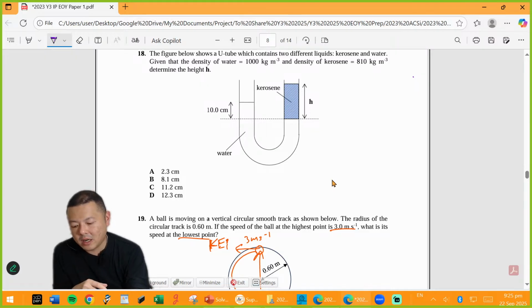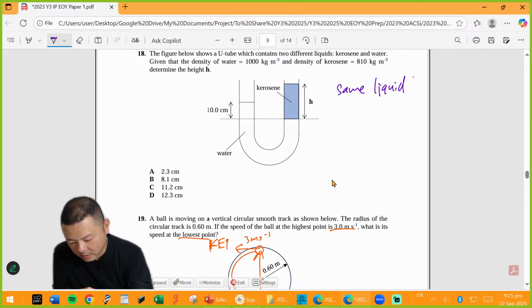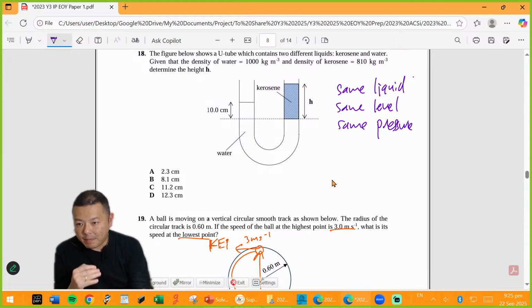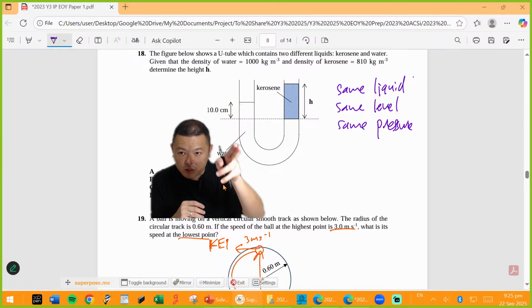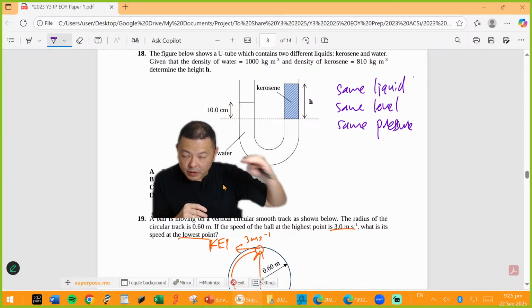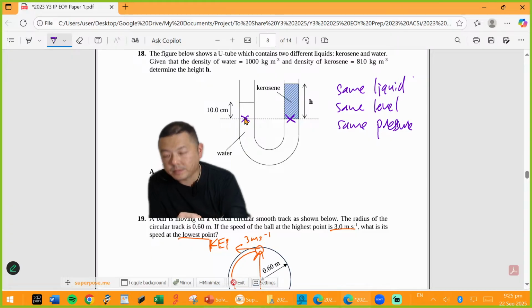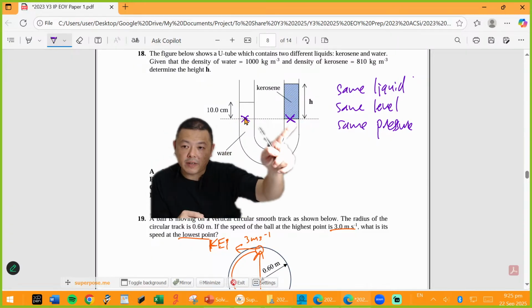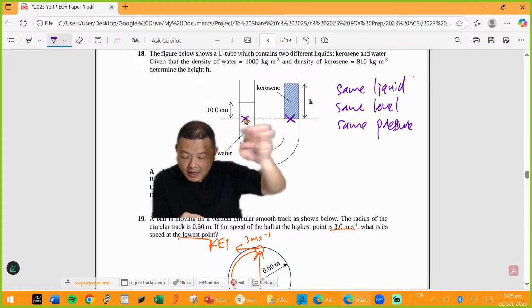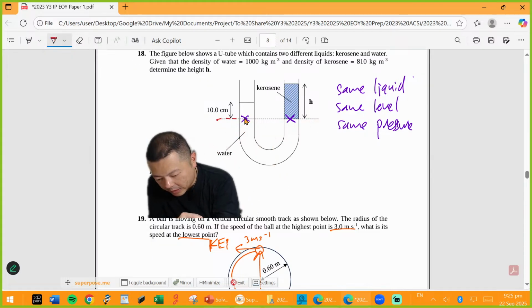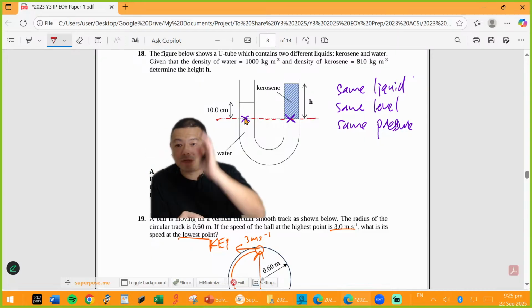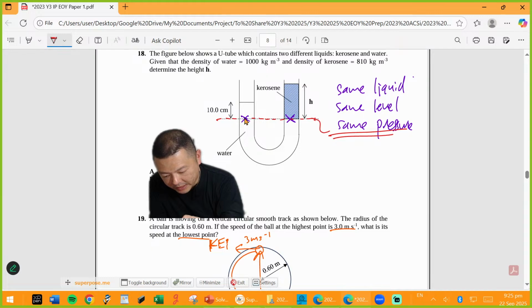You see this question, manometer, liquid: same level, same pressure. Right, same liquid, same level, same pressure. What that means is that for the same body of liquid, this one here, which is water, at any same level, they have the same pressure. And we usually take this level and this level here. So we have one level here and another there. At these two, along this dotted line, they have the same pressure.